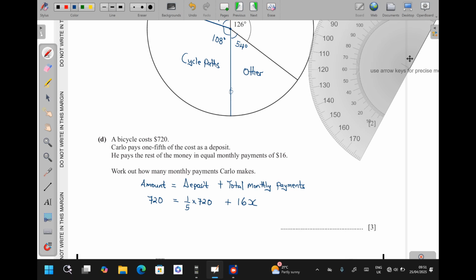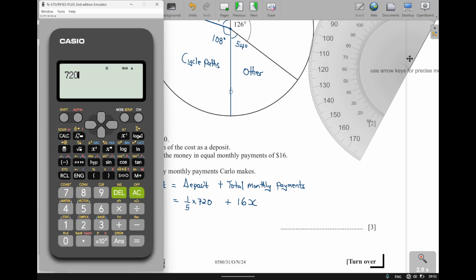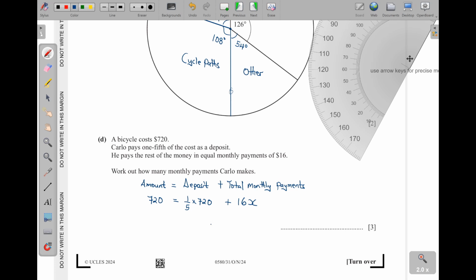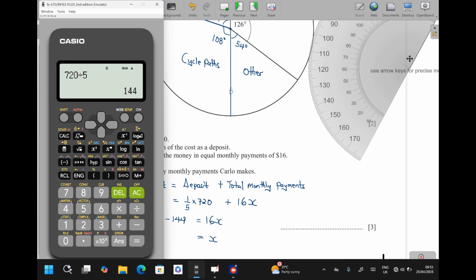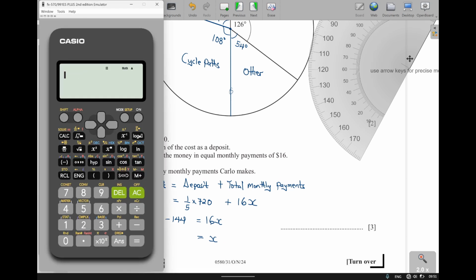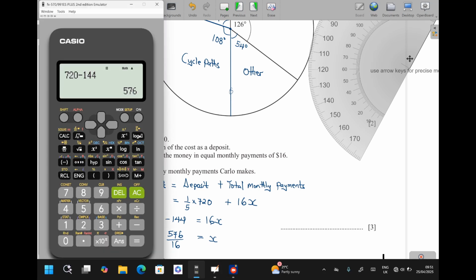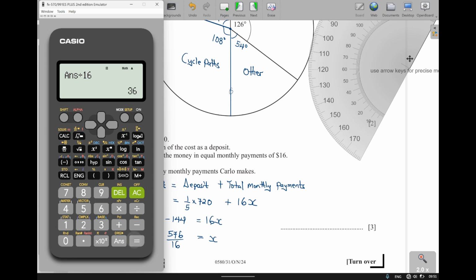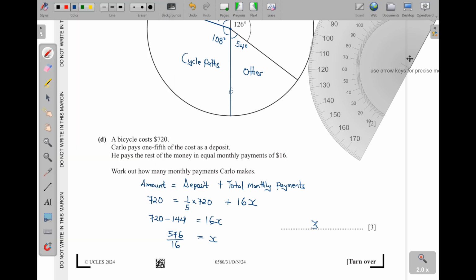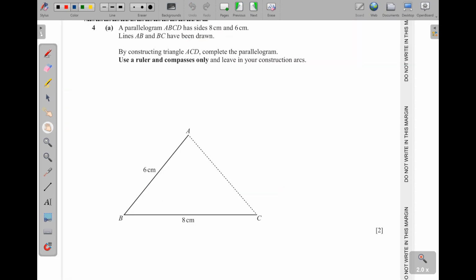So 720 divided by 5, this one gives us 144. So I'll bring 720 minus 144, which is equal to 16x. That means x is going to be equal to 720 minus 144. This one gives us 576. So I'll write 576. Then I divide by 16. So when you divide your answer here by 16, then you will get 36.